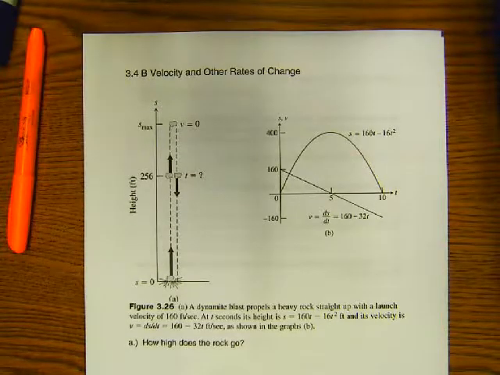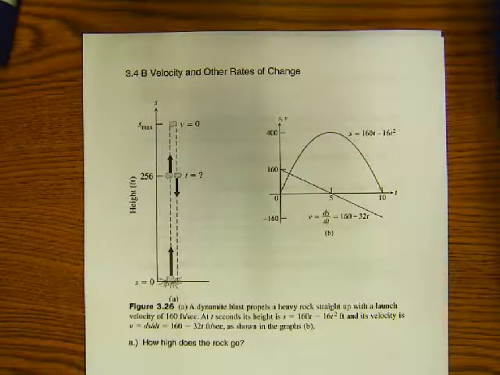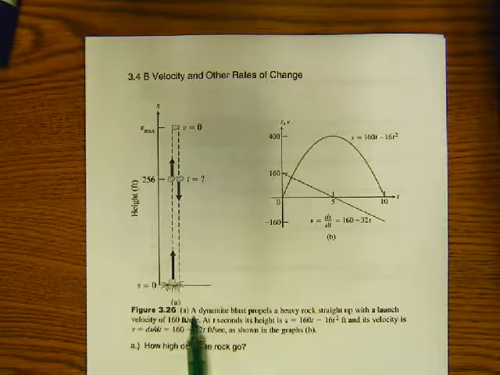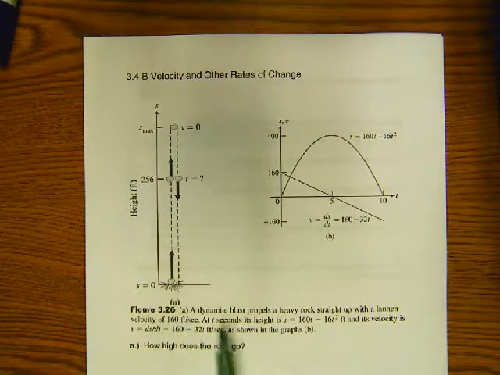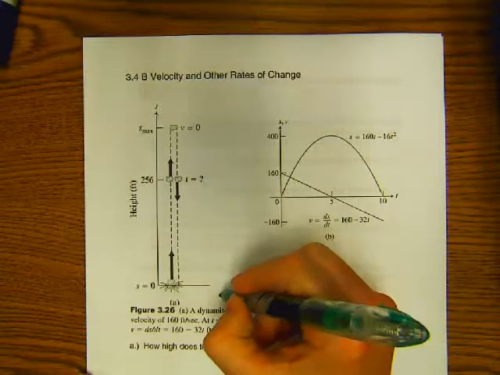Okay, so I think there's an example like this in your book. It's in the new book otherwise. So let's say I told you there's a dynamite blast that propels a heavy rock straight up with a launch velocity of 160 feet per second. Here's the picture of this.